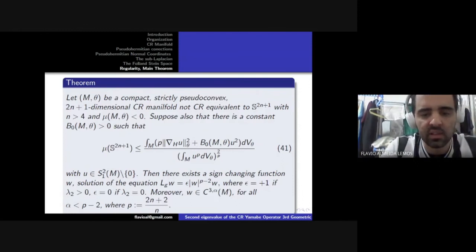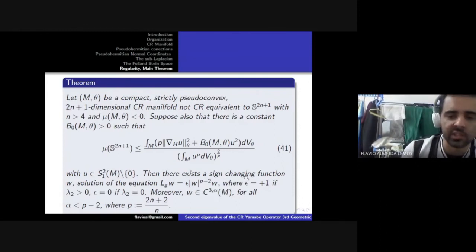Then there exists a sign-changing function W solution of the equation, where epsilon is equal to plus one if the second eigenvalue is strictly positive, and epsilon is equal to zero if the second eigenvalue lambda two is equal to zero. Moreover, we have this regularity for W.